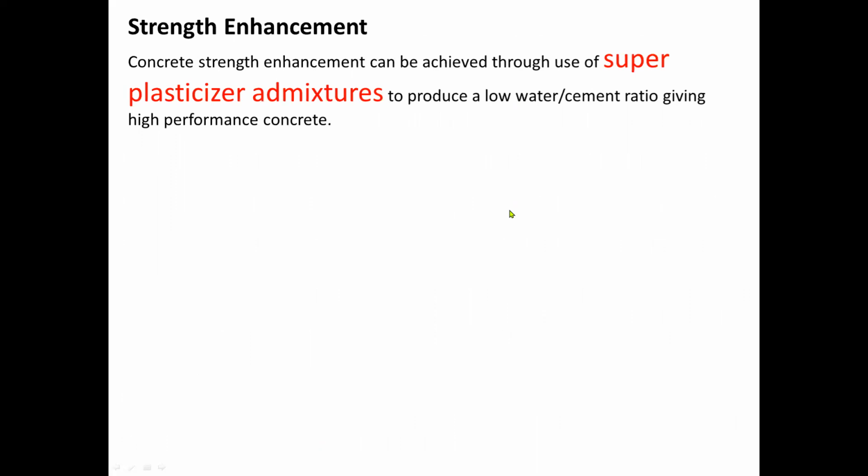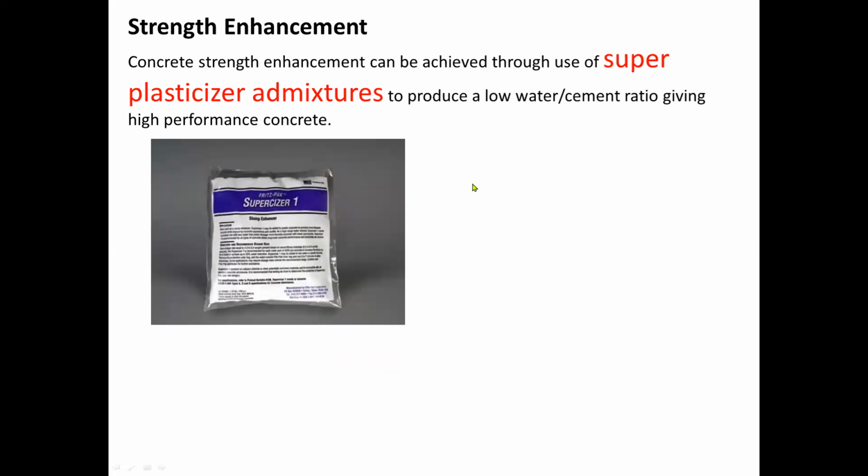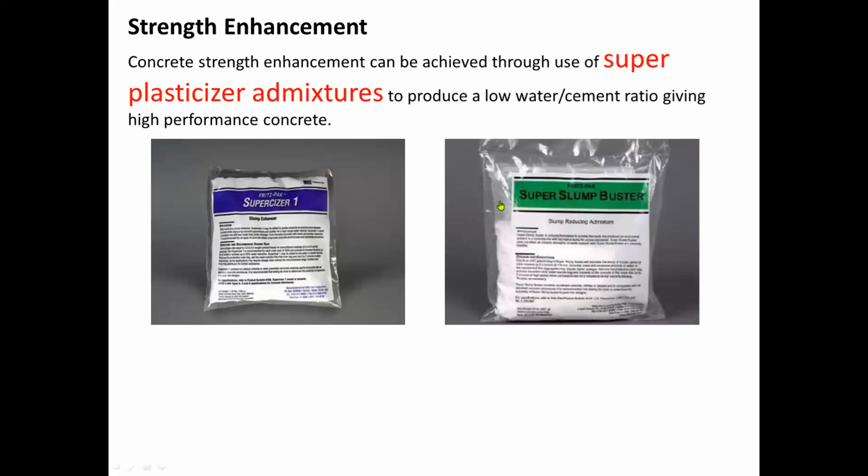So iba na naman yan. Meron na naman tayong tinatawag na high performance concrete. So ito yung itsura ng superplasticizer. Actually, nabibili yan sa mga construction supplies. And of course, we have also the super slump buster.